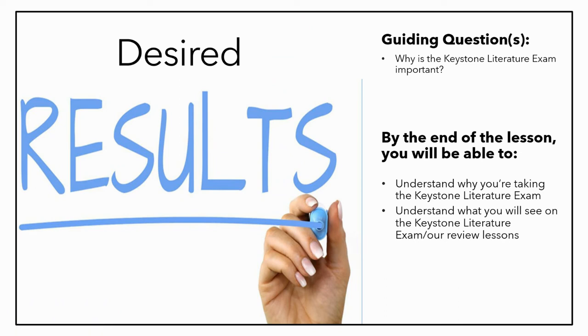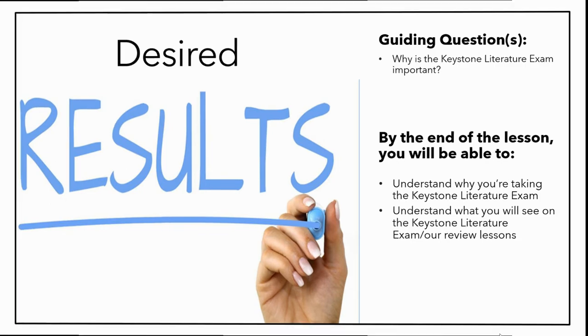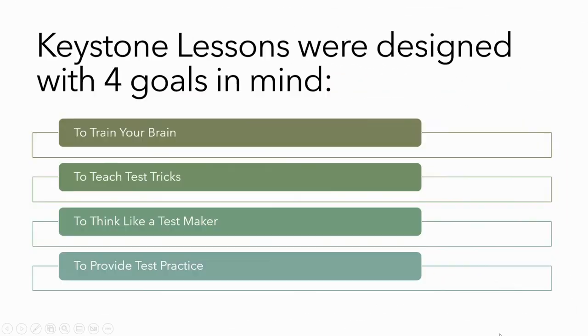By the end of this lesson, you will be able to understand why you're taking the Lit exam and understand what you'll see on the Keystone Literature exam of our review lessons. So, we're going to be able to define constructed response.